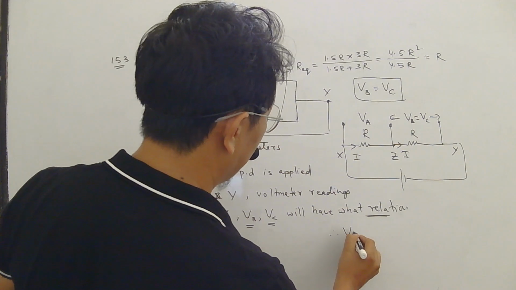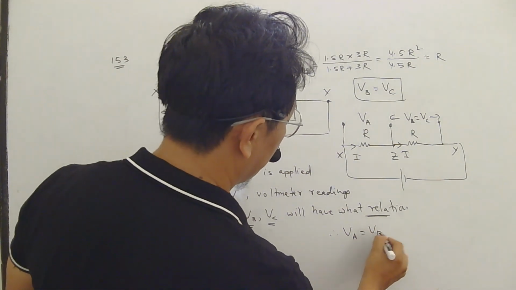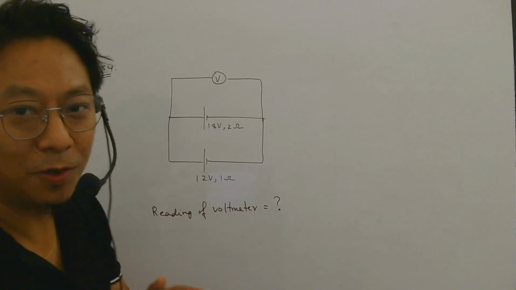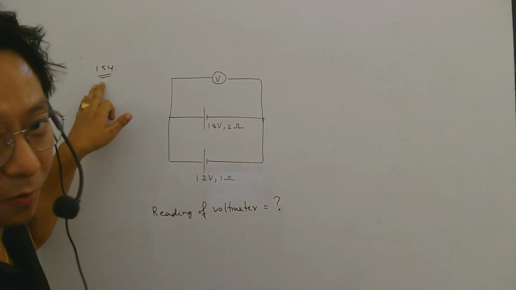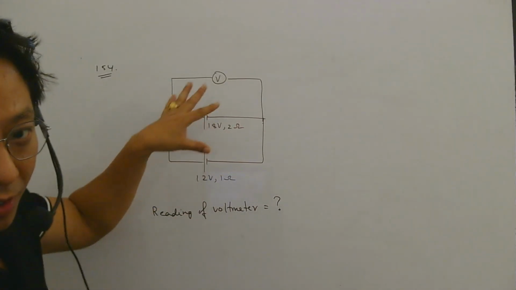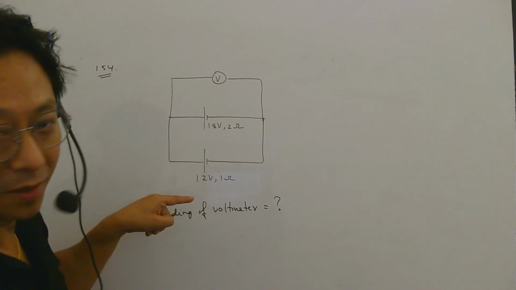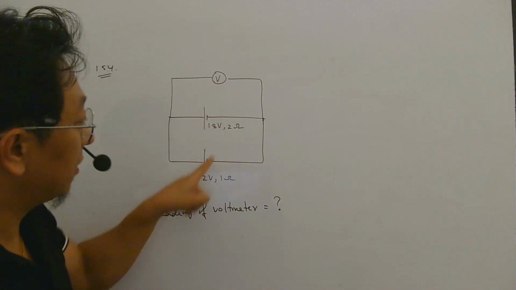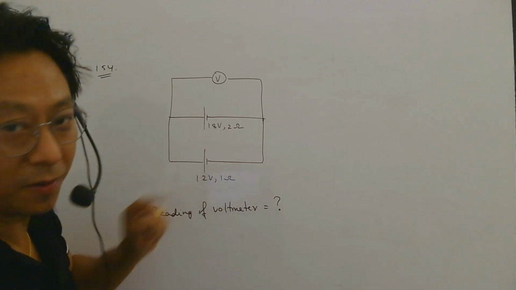So what is the final relation? VA equal to VB equal to VC. Okay. So now we will do the next question, question number 154, where we have a circuit with two different cells. The EMF of this is 18 volt, the EMF of this is 12 volt, and the internal resistances are 2 and 1.